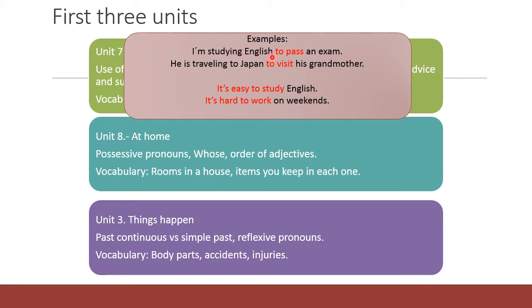So he's studying, but what is the reason? To pass an exam. He's traveling to Japan, but what is the reason? To visit his grandmother. So in these two examples, we are using the infinitive to give a reason. In the second example, we are using it plus adjective plus to and the verb to describe something. It's easy to study English. So it's easy, we use it to describe the verb study. It's easy to study English. It's hard to work on weekends.